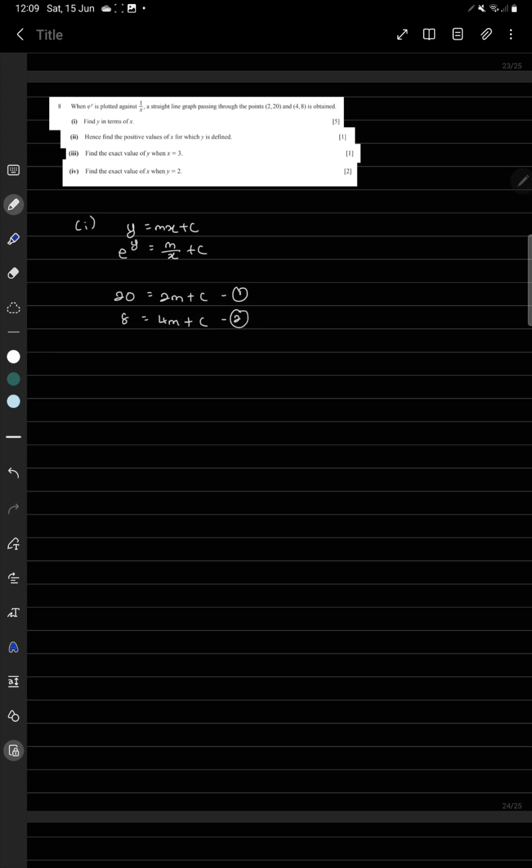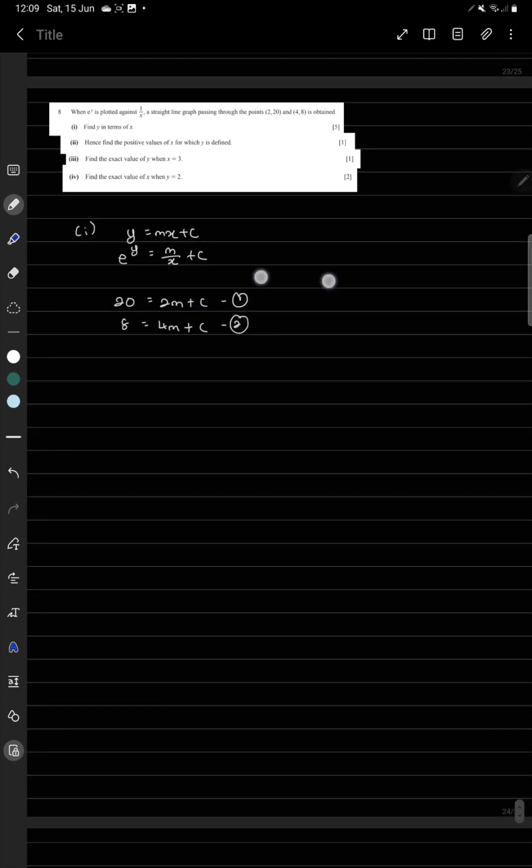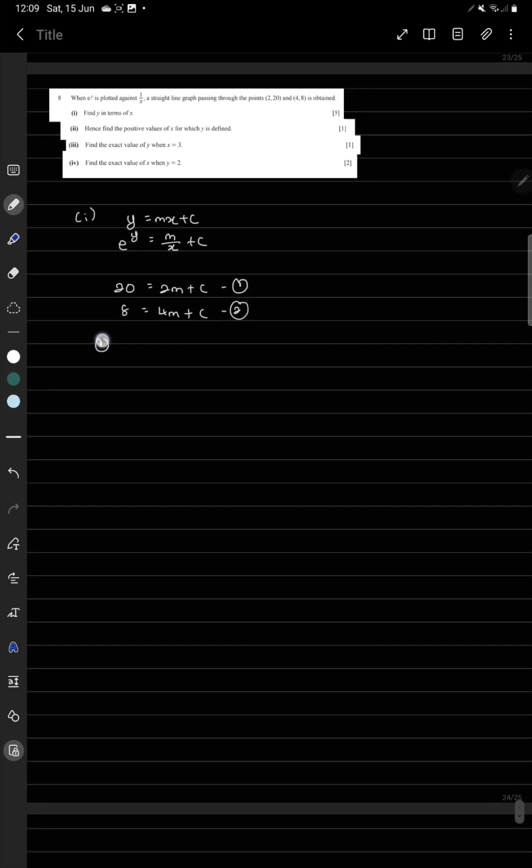Second equation. Now we have two unknowns and two equations, so definitely we're going to be using simultaneous equations. Let's start by making c the subject. From the first equation we have c equals 20 minus 2m. Then I'll substitute this c into the second equation. We have 8 equals 4m plus 20 minus 2m. Then we'll have 8 equals 2m plus 20. Then I'll bring the 20 to the other side. We have 8 minus 20 equals 2m. So we'll get negative 12 equals 2m, and our m is going to be equal to negative 6.